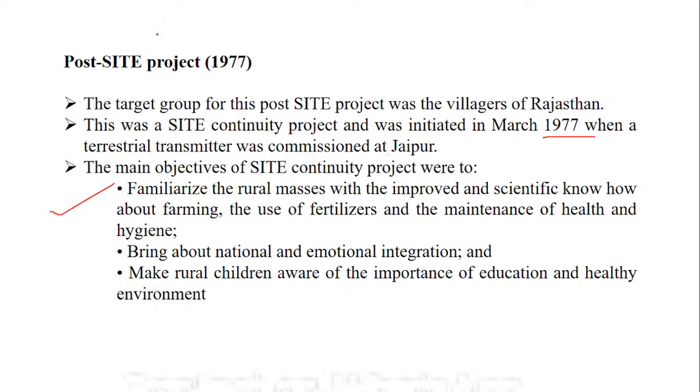Now, what was the objective of this post SITE? The post SITE was to familiarize the rural masses with improved and scientific technology about farming, the use of fertilizers and the maintenance of health and hygiene. Out of the six villages shortlisted for SITE in 1975, one was Rajasthan. But in Rajasthan, the project was conducted to focus more on scientific improvement in farming, use of fertilizers, maintenance of health and hygiene, apart from bringing national and emotional integration, which was a need at that time, and making children aware of the importance of education, health and a healthy environment. So basically, to touch a very minute area, this post SITE project was started in Rajasthan.